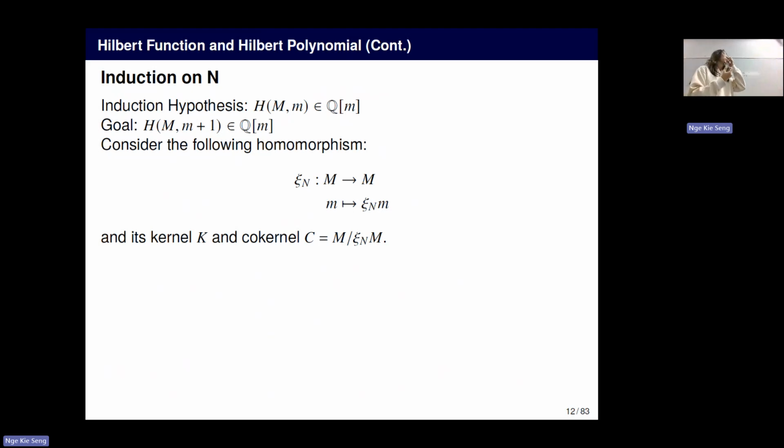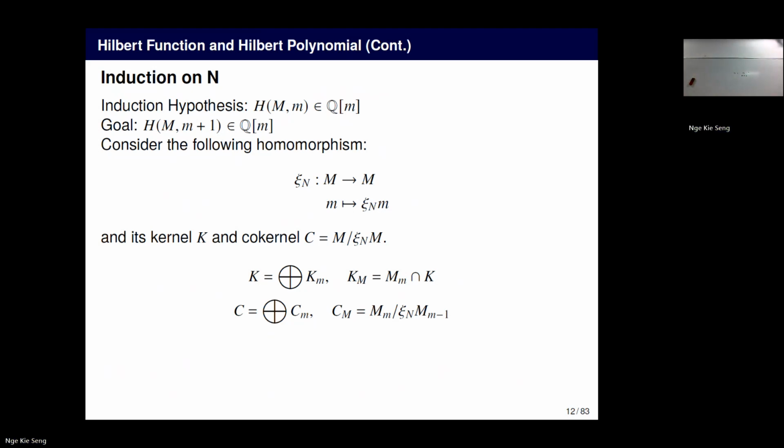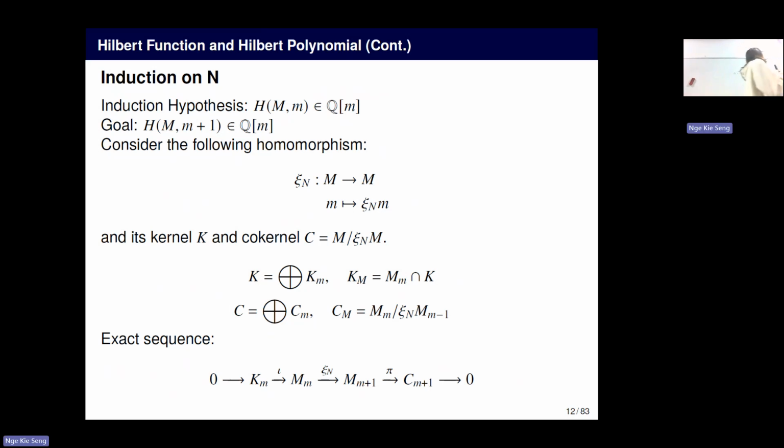So basically, we send an element in the module to its multiplication by psi n. Psi n was the final element in the polynomial ring defined. We call the kernel of this map K and the co-kernel of this map C. Co-kernel basically means the codomain minus the image of the map. We can prove that these two things are both graded modules, and so we can build an exact sequence.